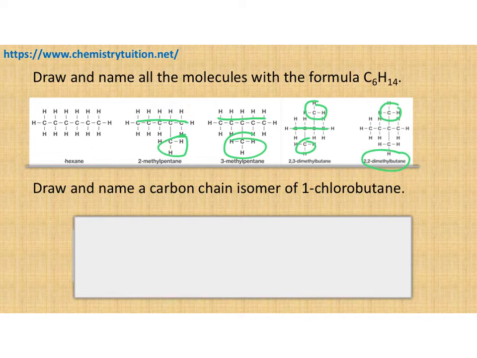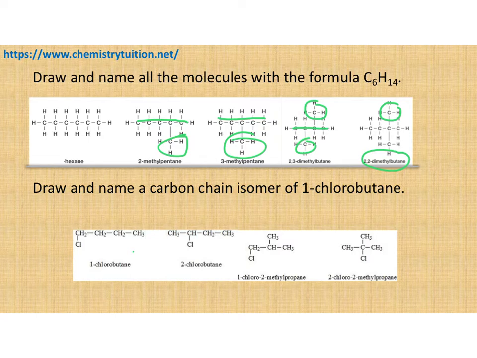So we're now going to look at draw and name a carbon chain isomer of 1-chlorobutane. So you only have to give one answer for this, but obviously I'll show you all the possible options you have for this. So you've got, obviously you've got 1-chlorobutane, so I'm just showing you what that looks like there. So that wouldn't be an answer. So let's put that one in brackets.